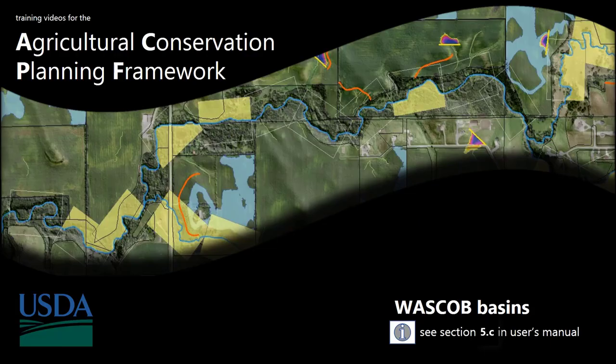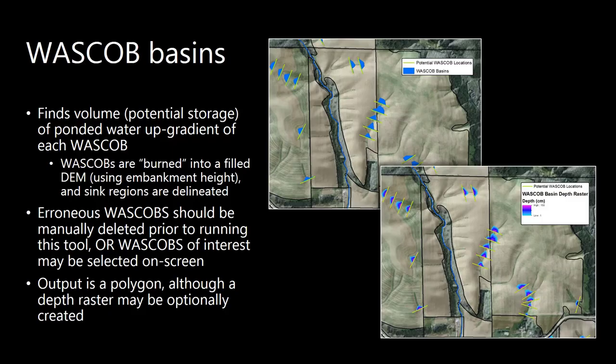In this video, we're going to go over the WASCOB Basins tool. The WASCOB Basins tool finds the potential storage of ponded up water upstream of each WASCOB. This is done by burning the WASCOB's feature into a filled DEM using that embankment height value, and sink regions are then delineated behind them.